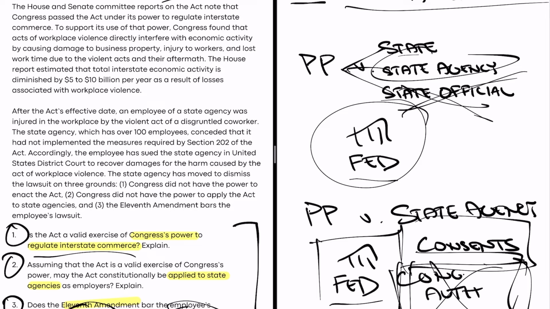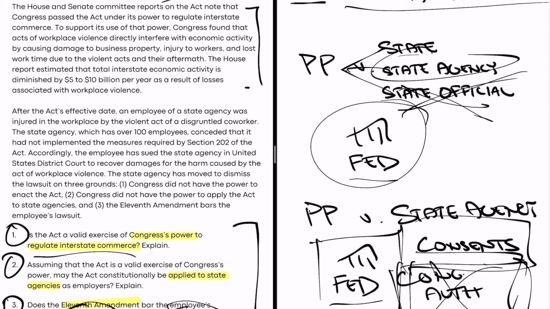The House and Senate committee reports on the act note that Congress passed the act under its power to regulate interstate commerce. To support its use of that power, Congress found that acts of workplace violence directly interfere with economic activity by causing damages to business property, injury to workers, and lost work time due to the violent acts and their aftermath. The House report estimated that total interstate economic activity is diminished by 5 to 10 billion per year as a result of losses associated with workplace violence.